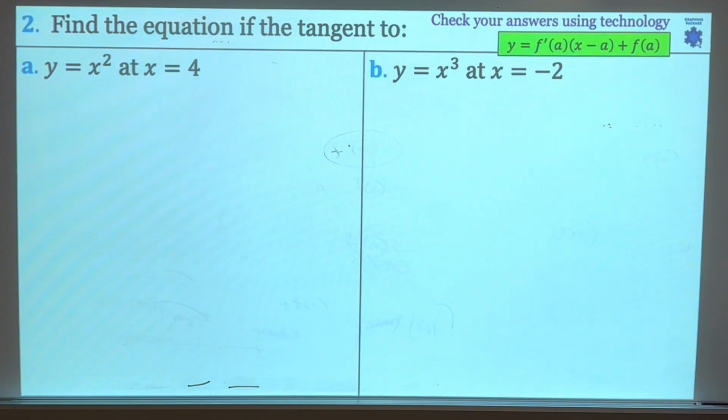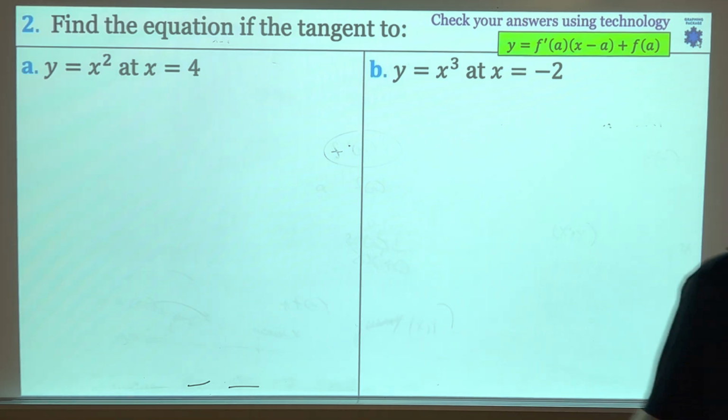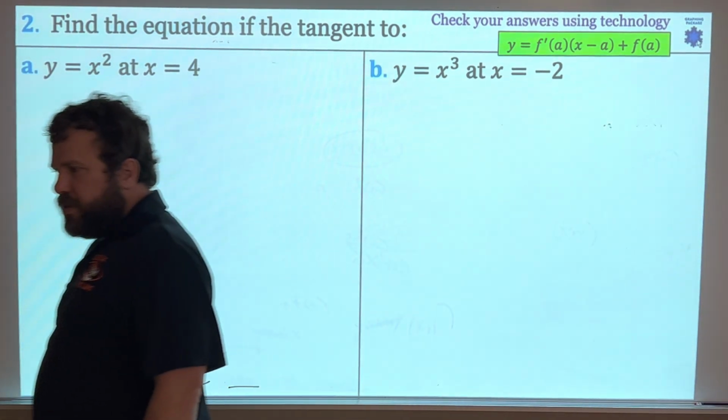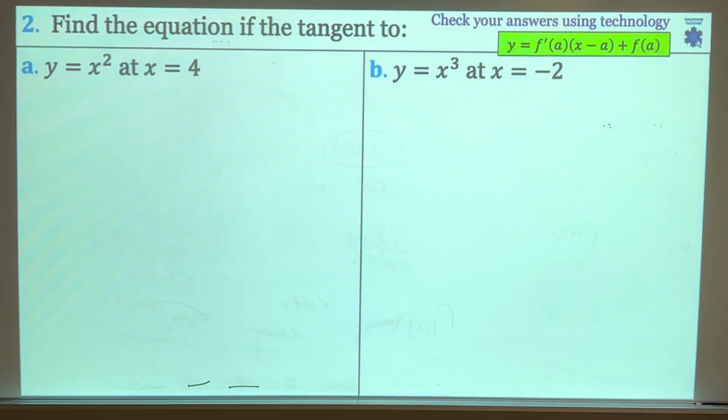Let's go to number 2. What I want you guys to do now is find the equation of the tangent for A and B. There's a lot more to do. We're just going to start with A and B. Problem 2 actually has A, B, C, D, E, F, G, H, I, J, K, and L. Ooh, there's a lot here. All right.